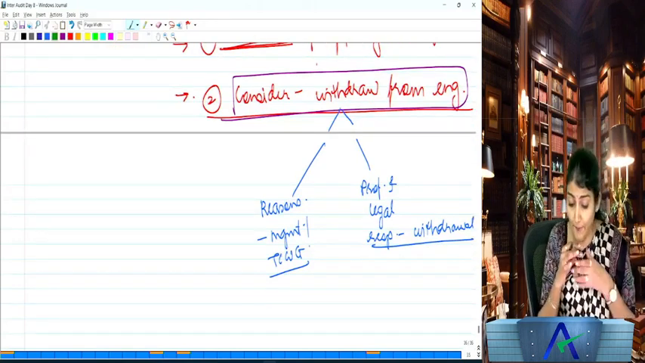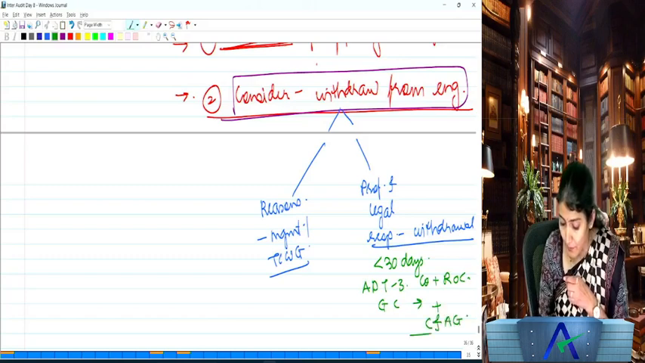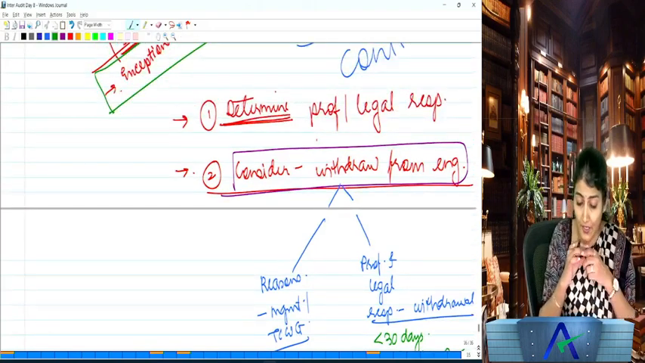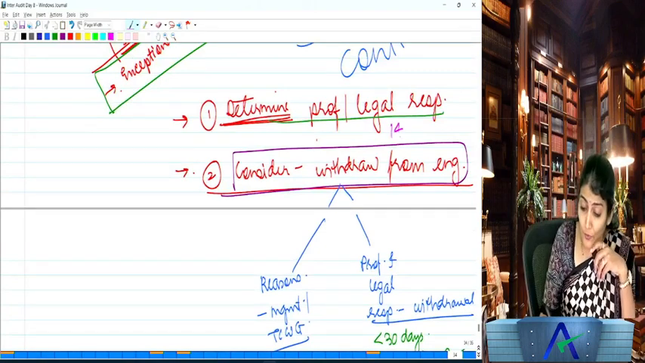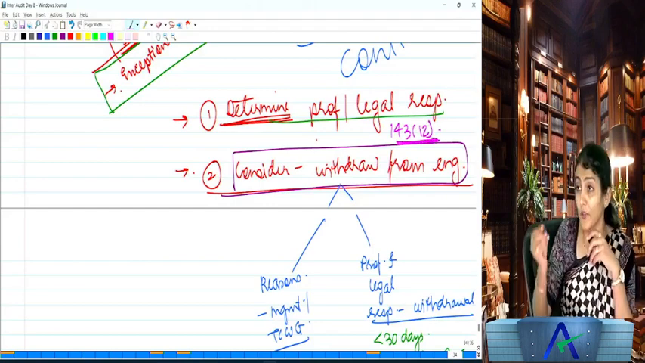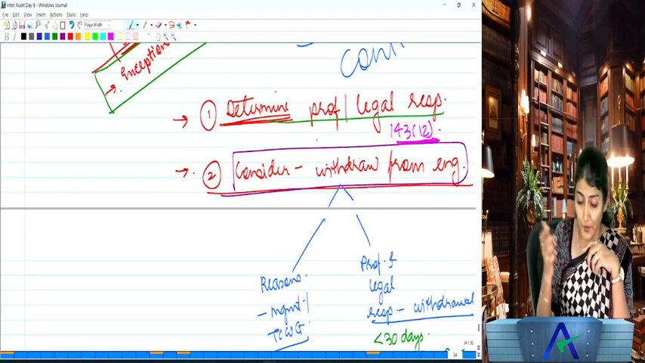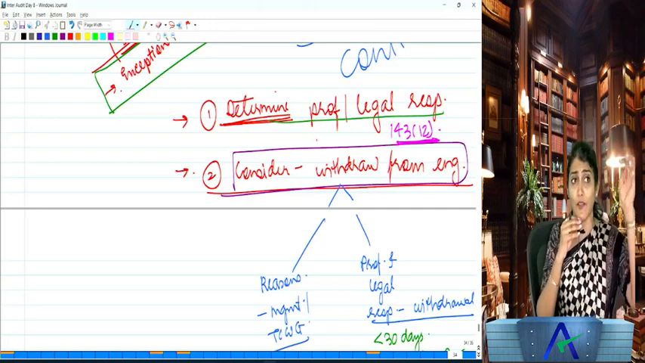Within 30 days from the date of the resignation, the auditor needs to file the ADT3 with the company and the ROC, and in case of a government company, also with the C&AG. Right, so one, you have to consider your professional legal responsibility. Like here, if the fraud is of 1 crore or above, then what you will have to do? 143.12, duty to report the fraud to the CG immediately, but not later than 2 days. Right, the auditor needs to report the fraud to the audit committee, board of directors, and seek their reply or observation within the 45 days.